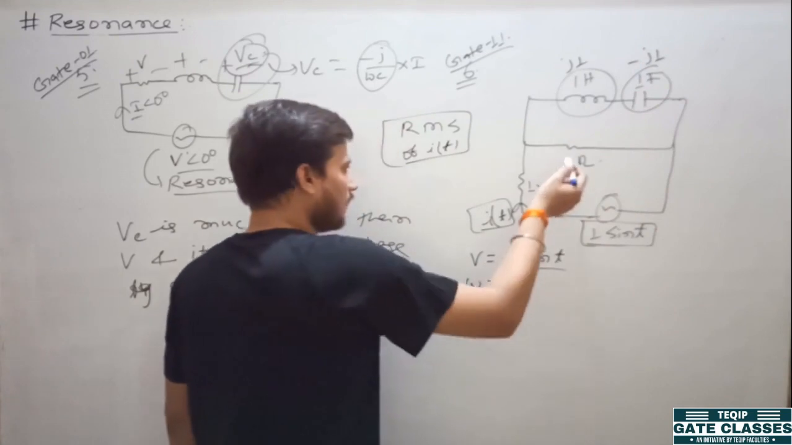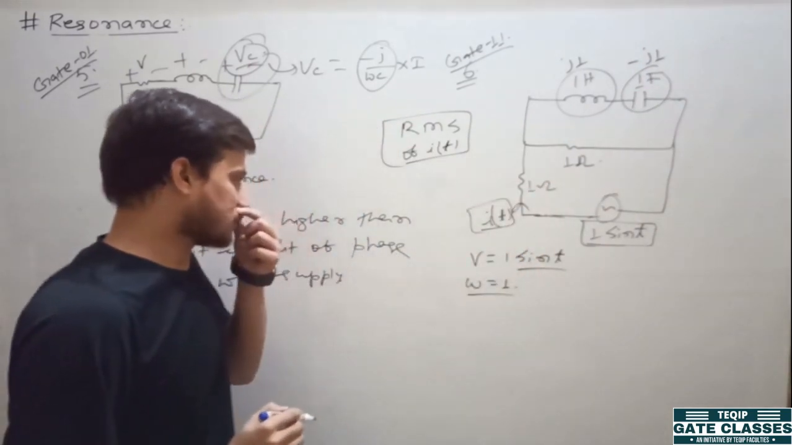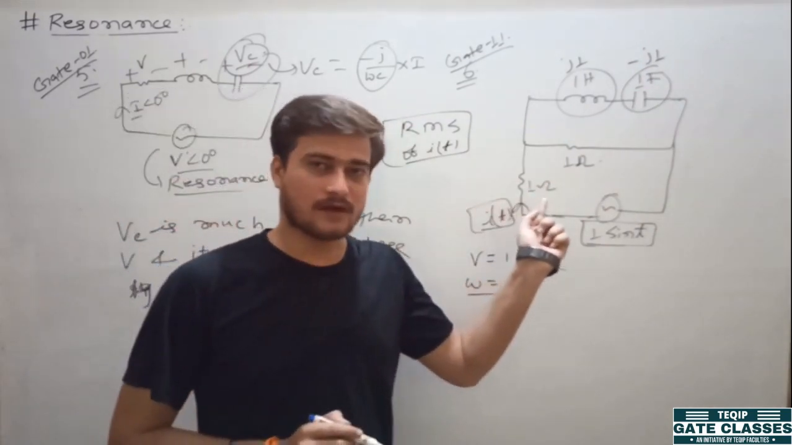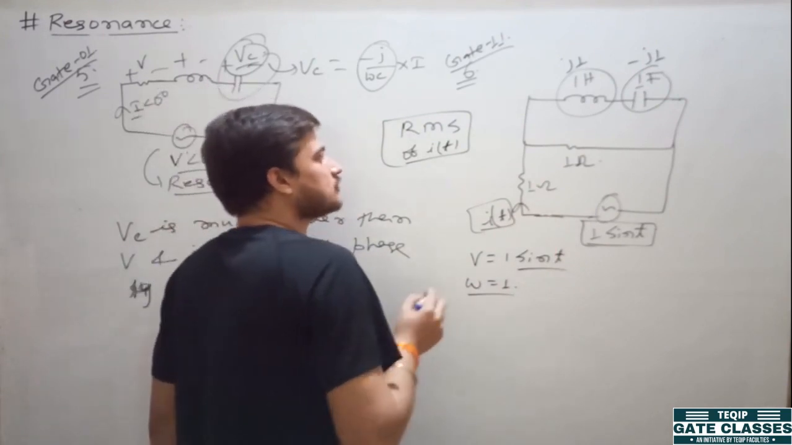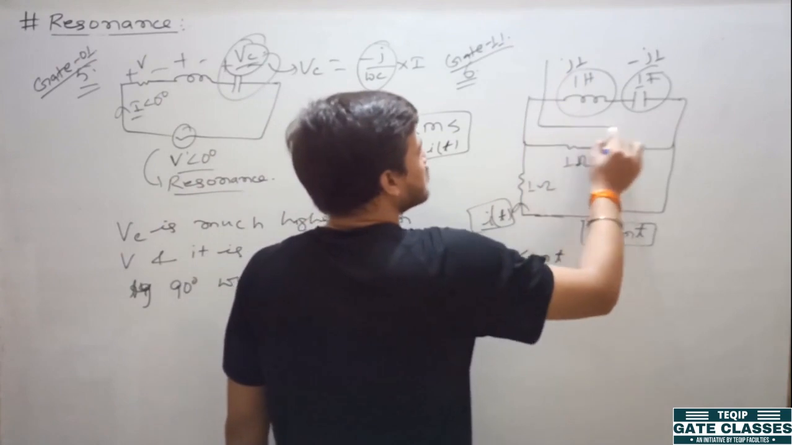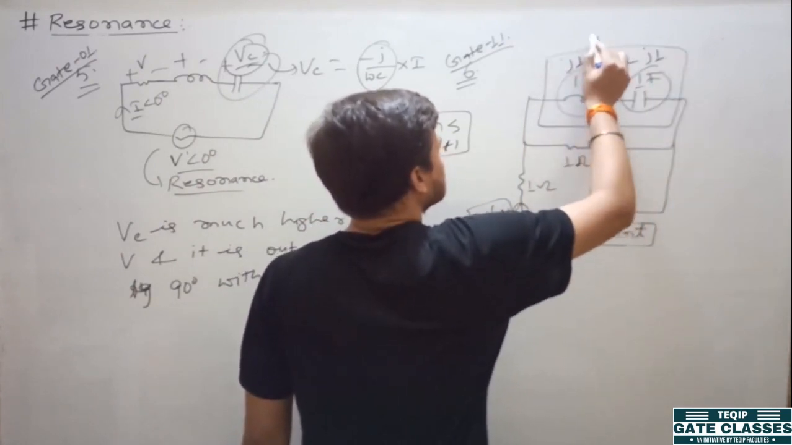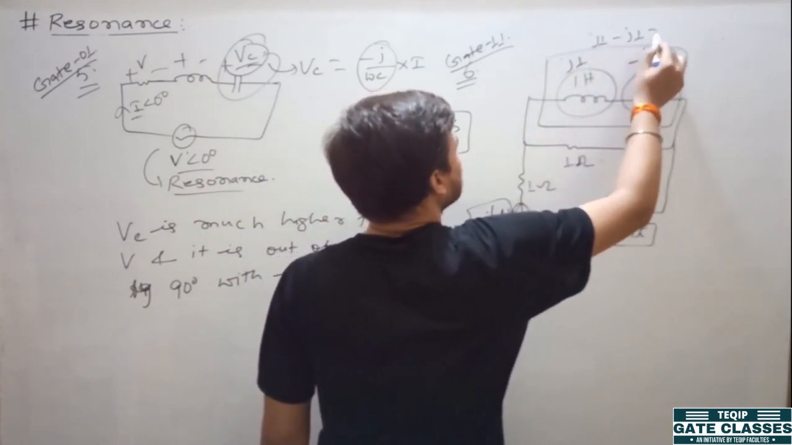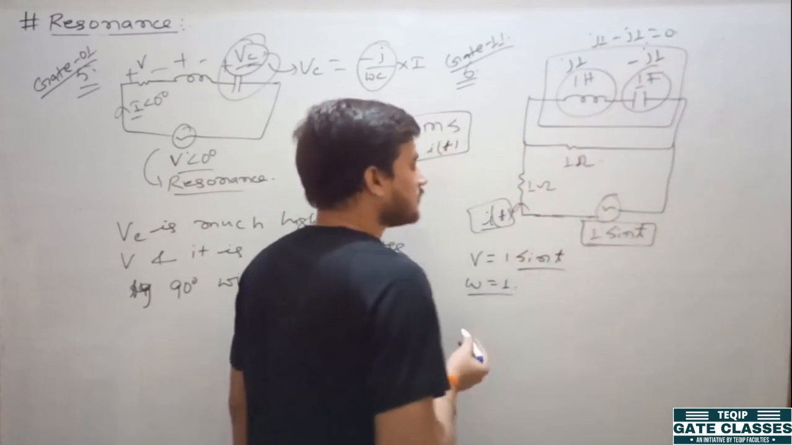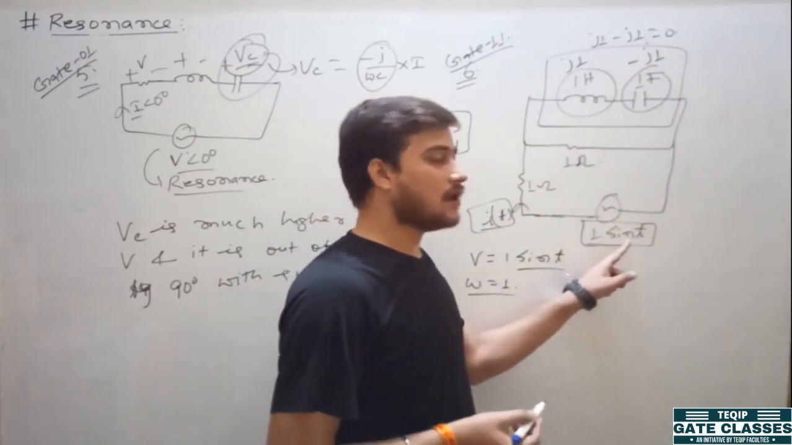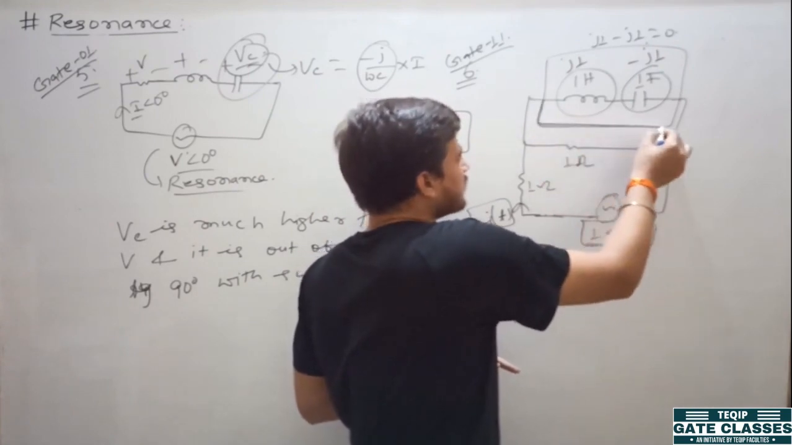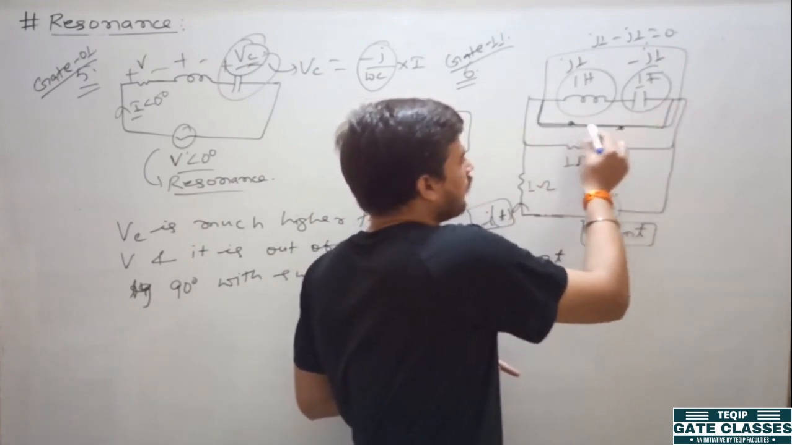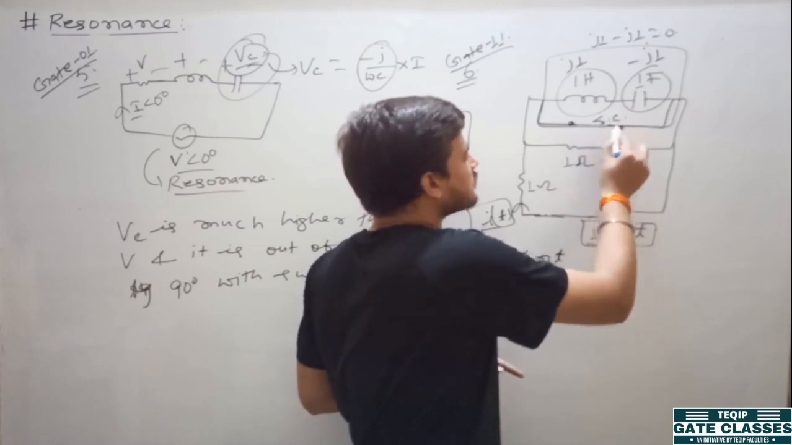Clear? And these two values will be constant because resistors are independent of frequency. So now what do we see? The total impedance of this branch will be equal to how much? j1 minus j1 will be equal to 0. That means for this supply, this branch is acting as short circuit.